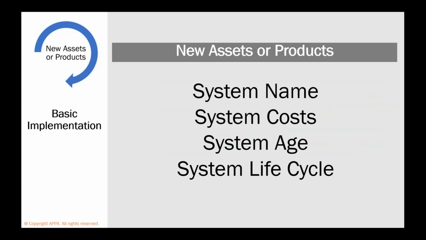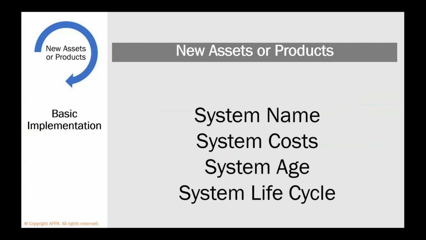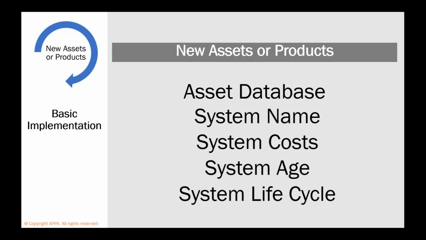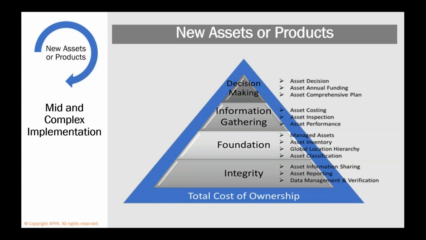So going back to the concept of what these items are, if we want to do it for a lot of things, now we're talking about adding in an asset database if we're doing it across the board on our existing facilities. If we take a look at what it would take to get from basic to a mid and complex implementation, we're basically looking at multiple assets across the organization at some level. Mid might be building level and complex might be system level.